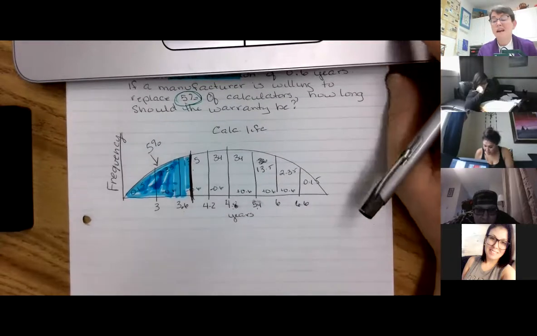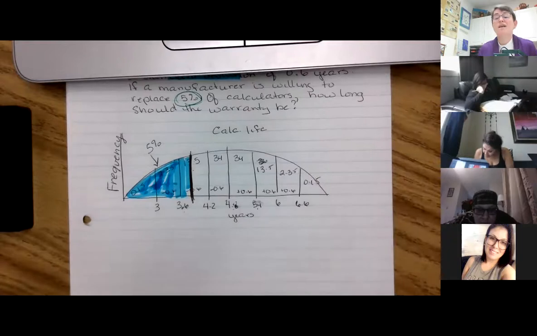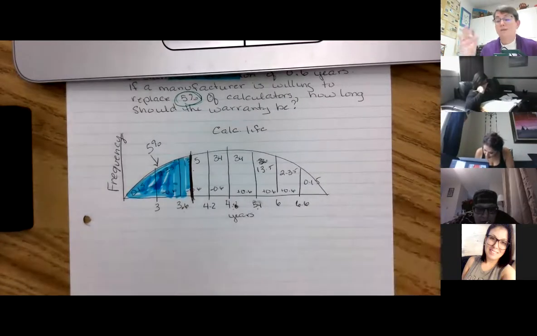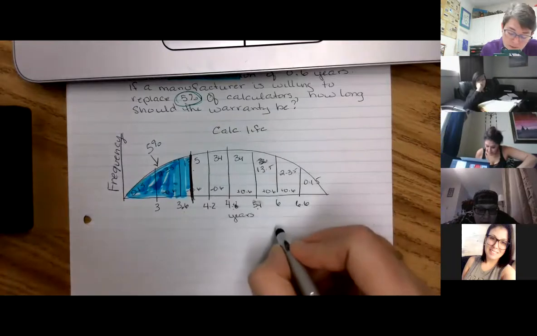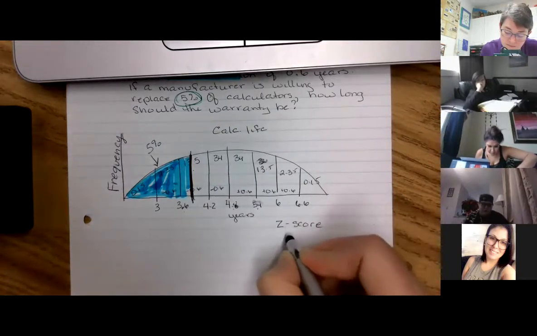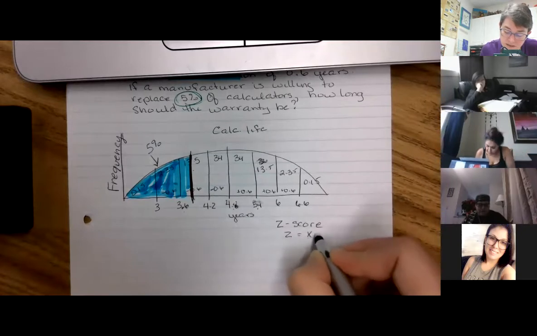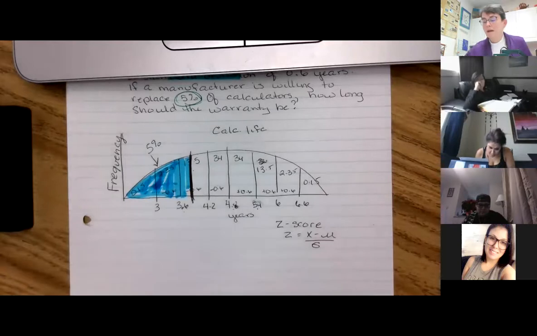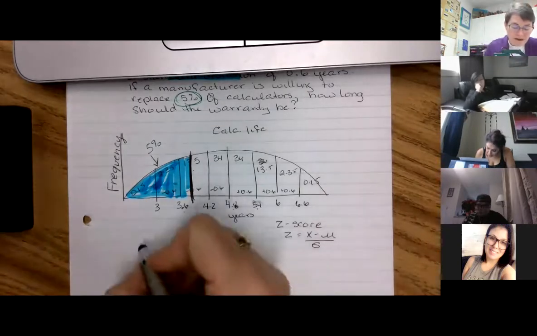Z-score. Somewhere in here, we're going to use a Z-score. Anytime it's not the numbers across the bottom, there's going to be a Z-score involved. And I'm actually ahead of myself because there is a step first. So I'm going to put Z-score over here: X minus mu over sigma. We have to deal with that 5%.